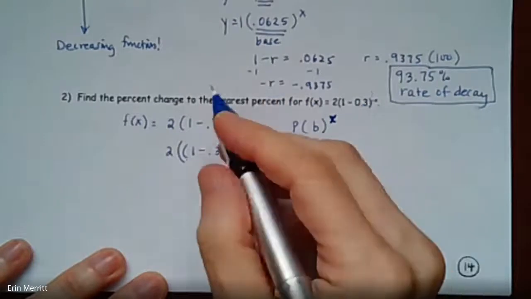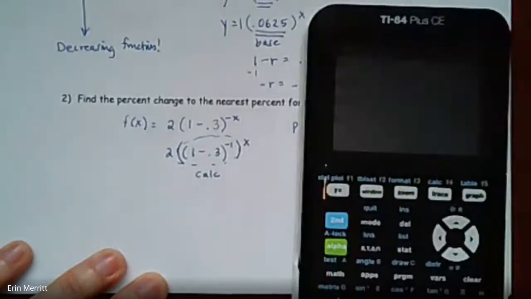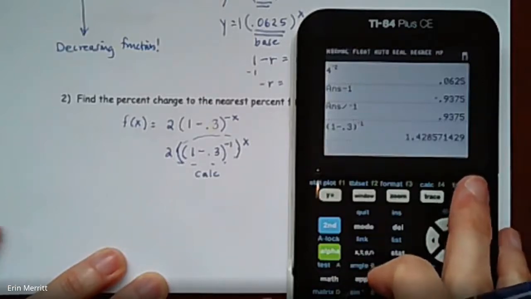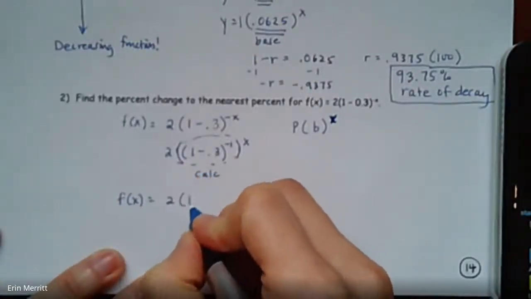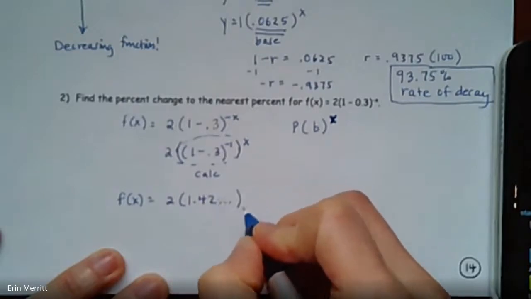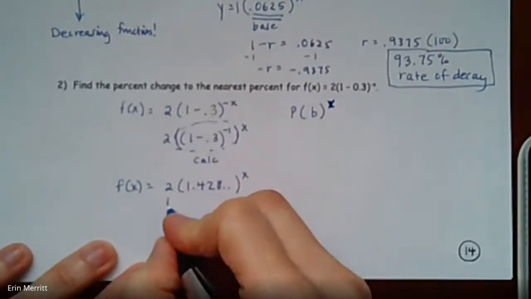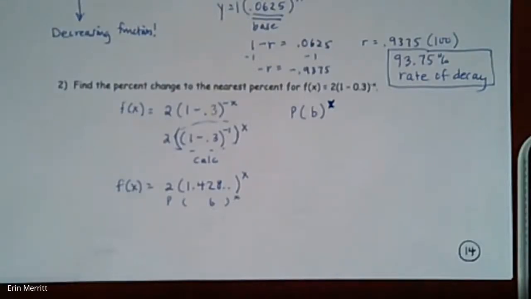All right, let's go to the calculator with this part. So into my calculator, parentheses, 1 minus 0.3, raise that to the negative 1 power. And I come out with 1.428 and change. So what that gives me, the 2 is still hanging out front, 1.428 raised to the x power. So this is now the p value. This is the b value. This is my x.